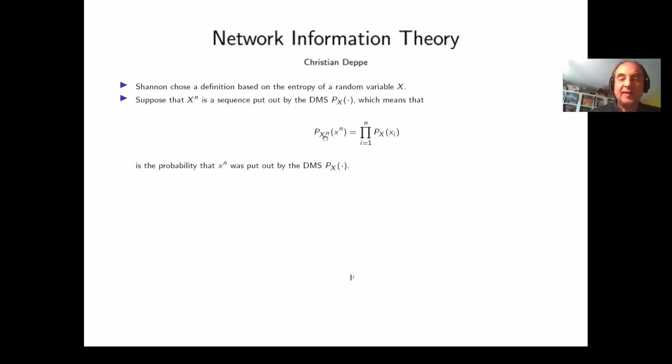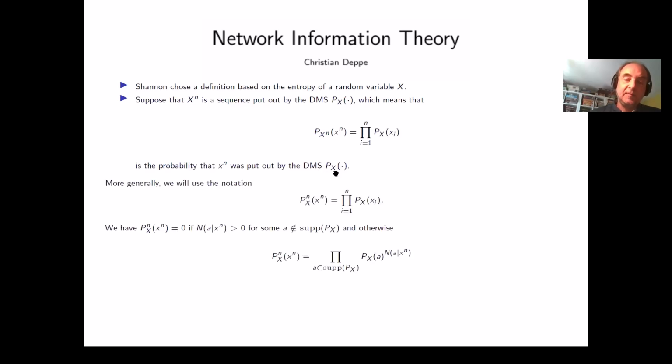So P_{X^n}(x^n) is equal to the product of P_X(x_i), where i goes from 1 to n, and in our example n is 18. So this is the probability that x^n was put out by the discrete memoryless source P_X. Sometimes, because the distributions are all the same, we denote the distribution by P_X^n(x^n), and this is the same.